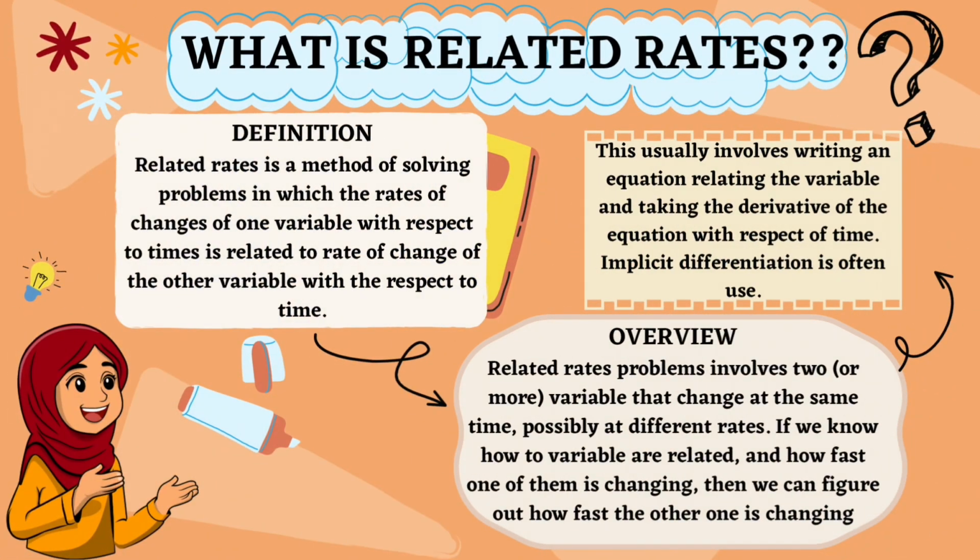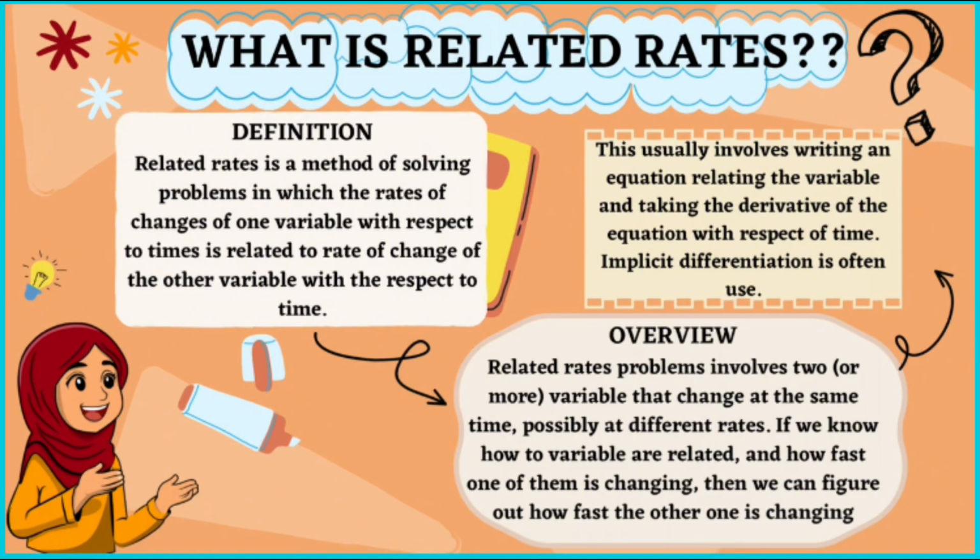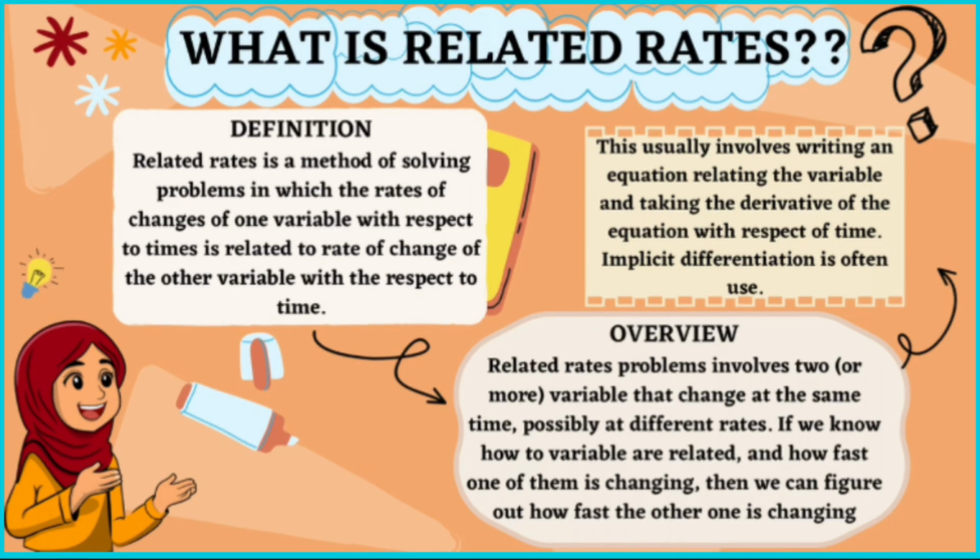Next, we will discuss what related rates are. By definition, related rates is a method of solving problems in which the rate of change of one variable with respect to time is related to the rate of change of another variable with respect to time. Related rates problems involve two or more variables that change at the same time, possibly at different rates. If we know how two variables are related and how fast one of them is changing, then we can figure out how fast the other one is changing.